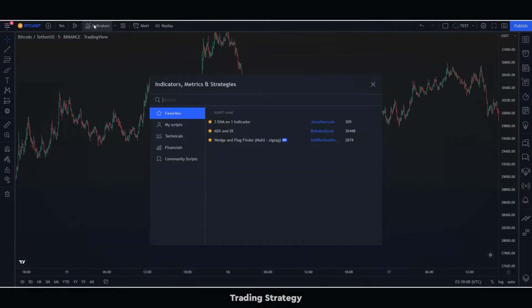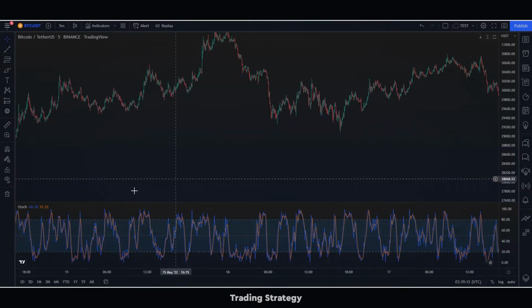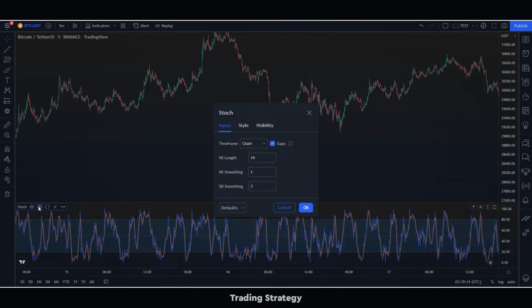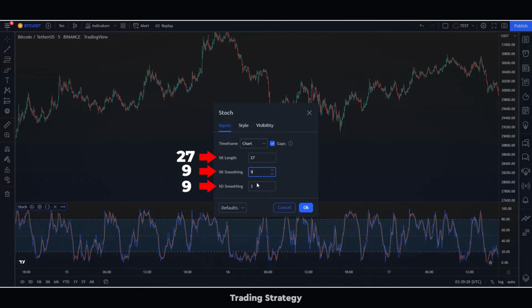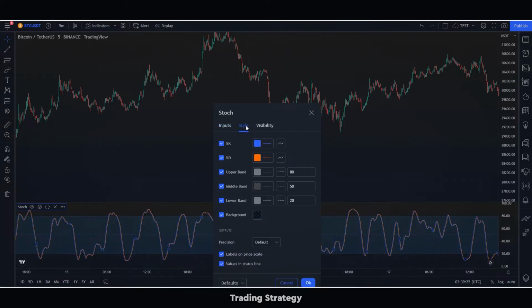The first thing we will have to do is select the stochastic. We will configure this indicator with the following parameters: 27, 9, 9. We will put the stochastic line in blue and the signal line in red.